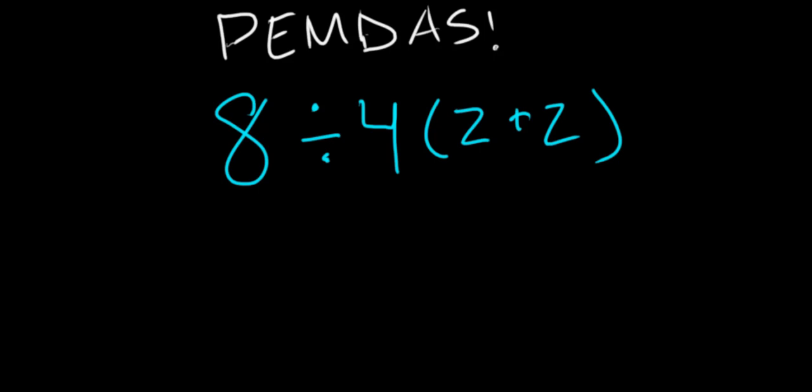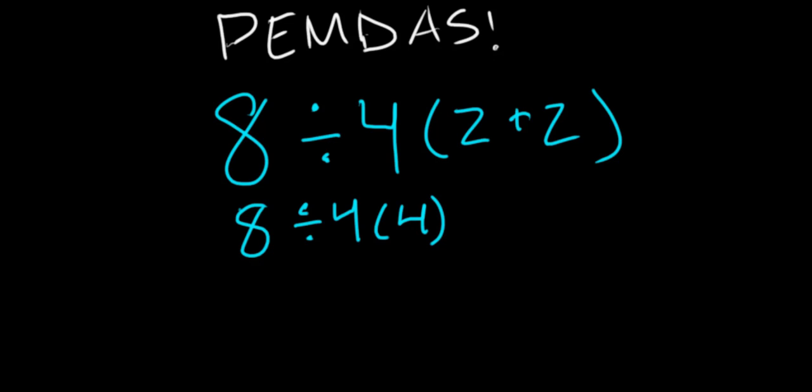So the first was 8 divided by 4 times (2 plus 2). So the first thing that we know from PEMDAS is to evaluate what we have in parentheses first. And since we have that 2 plus 2 in parentheses, the first thing that we're going to do to simplify this problem is rewrite it as 8 divided by 4 times 4. We don't have any exponents, so we don't need to worry about that. Now we need to look at multiplication and division, and for this, we just look at the order that they appear from left to right.